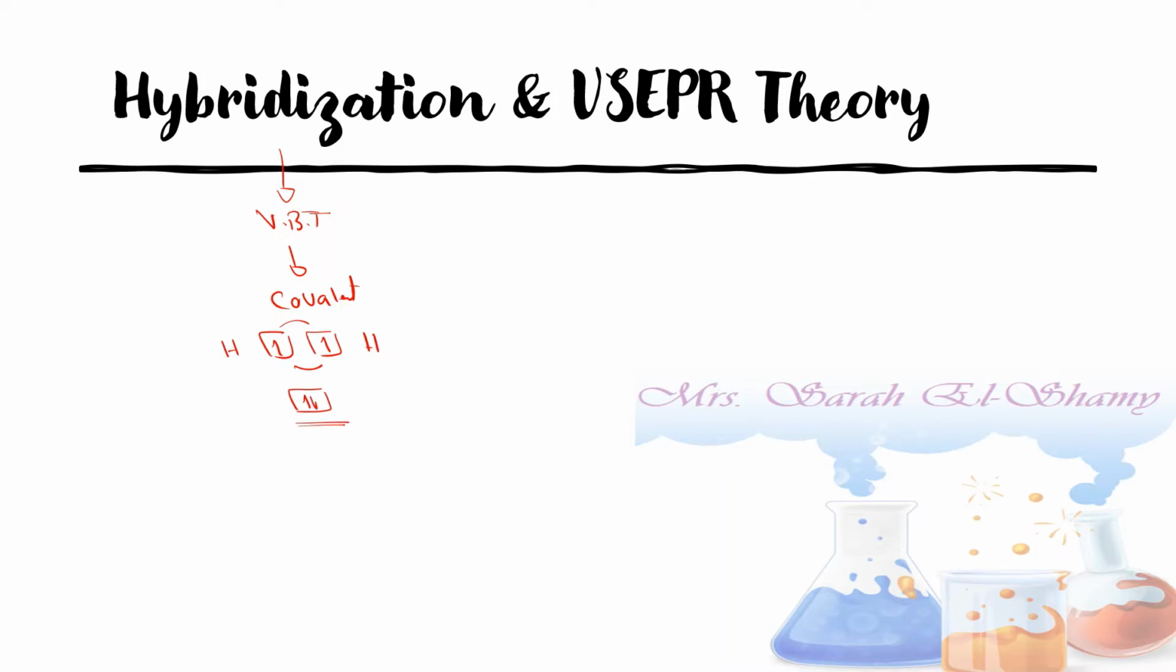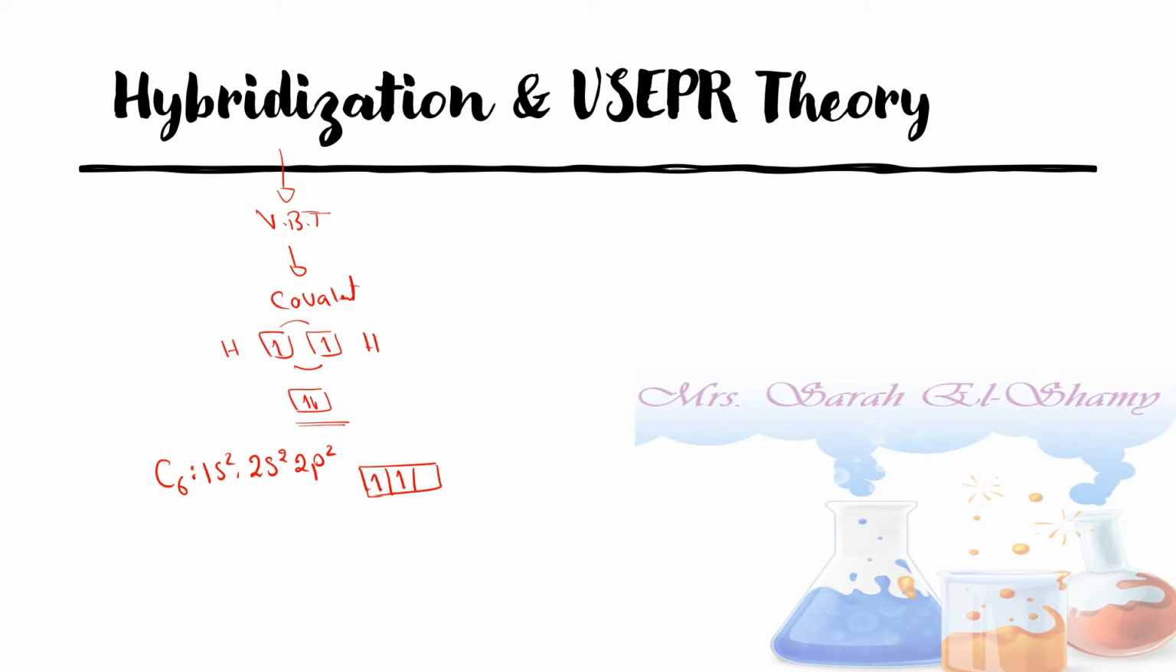So here, after the overlap concept, they face a problem with the carbon atom. Let's start to make the configuration for the carbon atom, which is 6, so it will be 1s2, 2s2, 2p2. Let's draw the p sublevel here. It has 3 orbitals, but it has only 2 electrons, so 1 and 2.